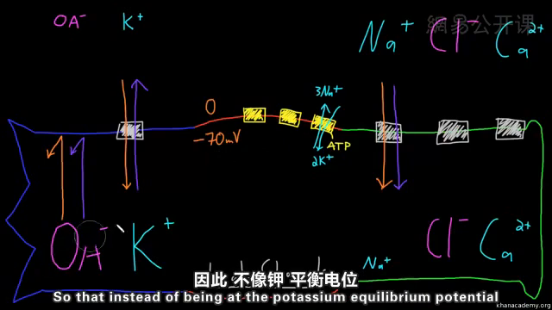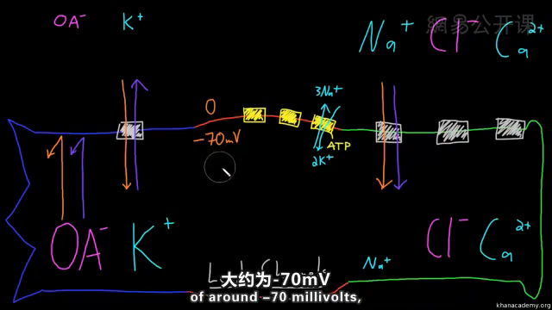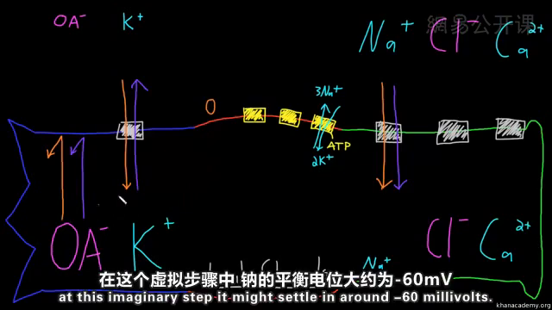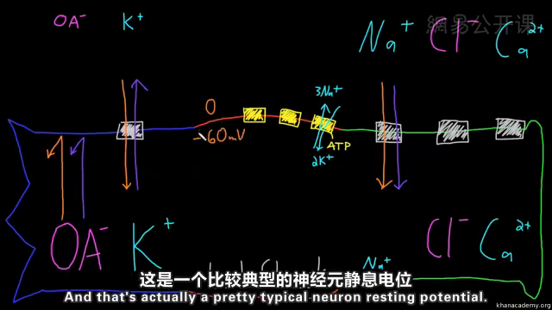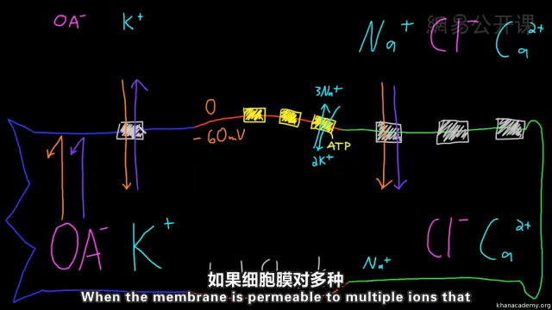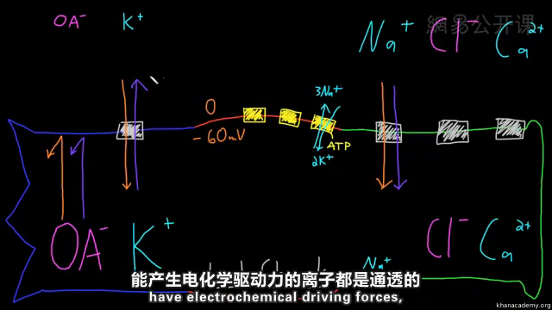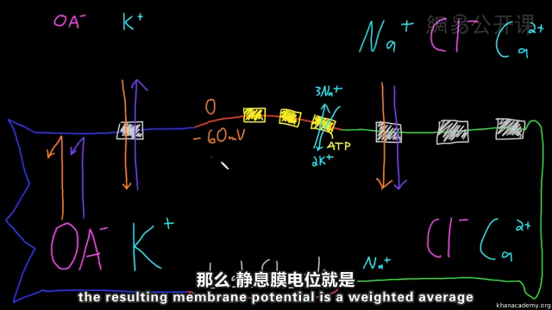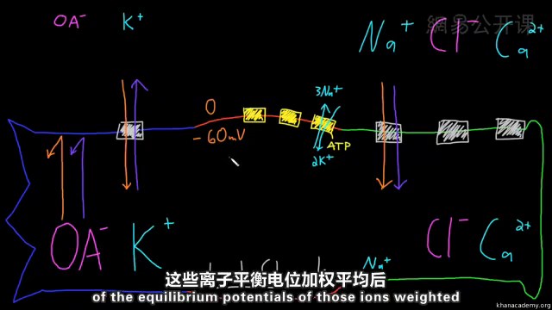So that instead of being at the potassium equilibrium potential of around negative 70 millivolts, at this imaginary step it might settle in around negative 60 millivolts. And that's actually a pretty typical neuron resting potential. When the membrane is permeable to multiple ions that have electrochemical driving forces, the resulting membrane potential is a weighted average of the equilibrium potentials of those ions.